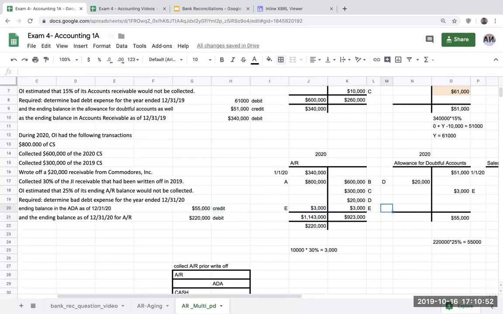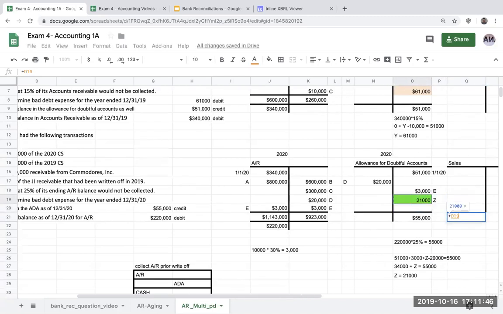Now, is this allowance for doubtful accounts T account balanced? No. So I need to figure out what to add here, less 20, to get to my 55. So 51,000 plus 3,000 plus Z minus 20,000 is equal to 55,000. That's 34,000 plus Z equals 55,000, so Z is going to be equal to $21,000. Check: 51 plus 3 plus 21 minus 20 gives me 55, so I know I've done the work correctly.